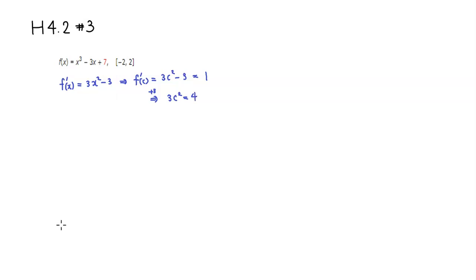Then divide through by 3, so we have c squared is equal to 4/3. Then we can just take the square root of both sides. So c is going to be equal to plus or minus the square root of 4, which is 2, over the square root of 3. So it's plus or minus 2 over square root of 3. So let's type it in.